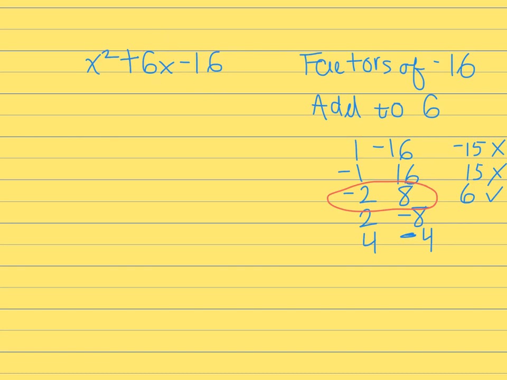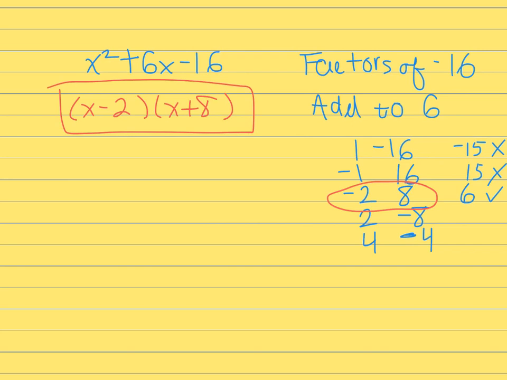Now that I've found those, let's open up our parentheses, and we're going to put x minus 2 and x plus 8 in here, because those were the numbers that multiplied together to be negative 16 and added together to be 6. Once again, you're done. You can stop right there. If you want to do a check, you could check.